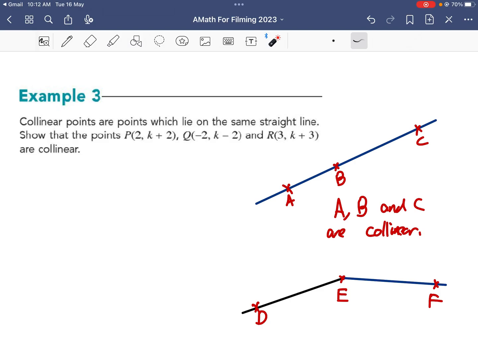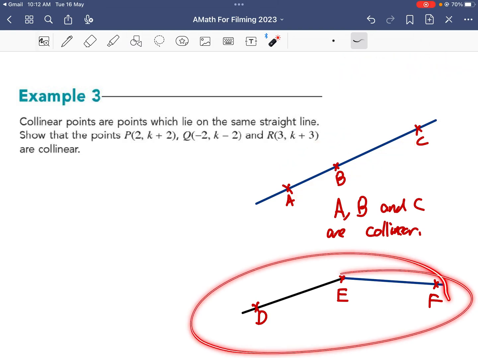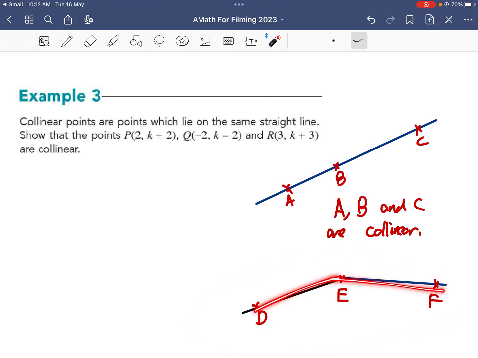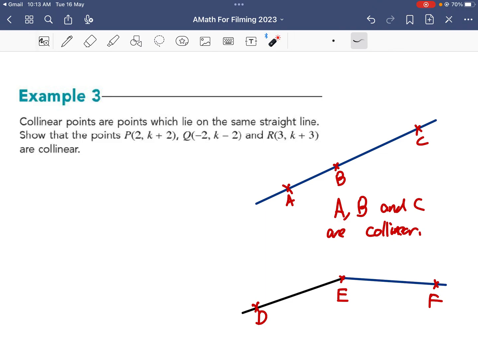The other way to prove that 3 points are collinear is you find the distance of AB, the distance of BC, and the distance of AC. You will notice that the length of AC must be equal to AB plus BC. It will not work out for the second case, DEF, because DE plus EF is clearly longer than DF itself. So in this case, they are not collinear. So do take note of the two methods. The first method is to use the gradient, which is the easier method. The second method is to use the distance method.